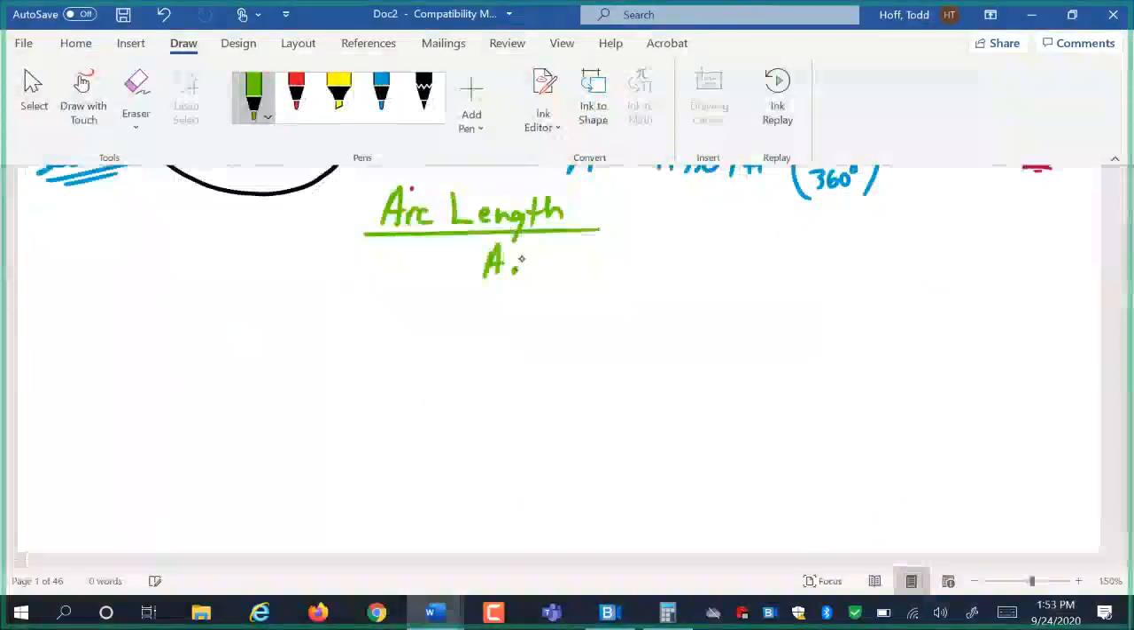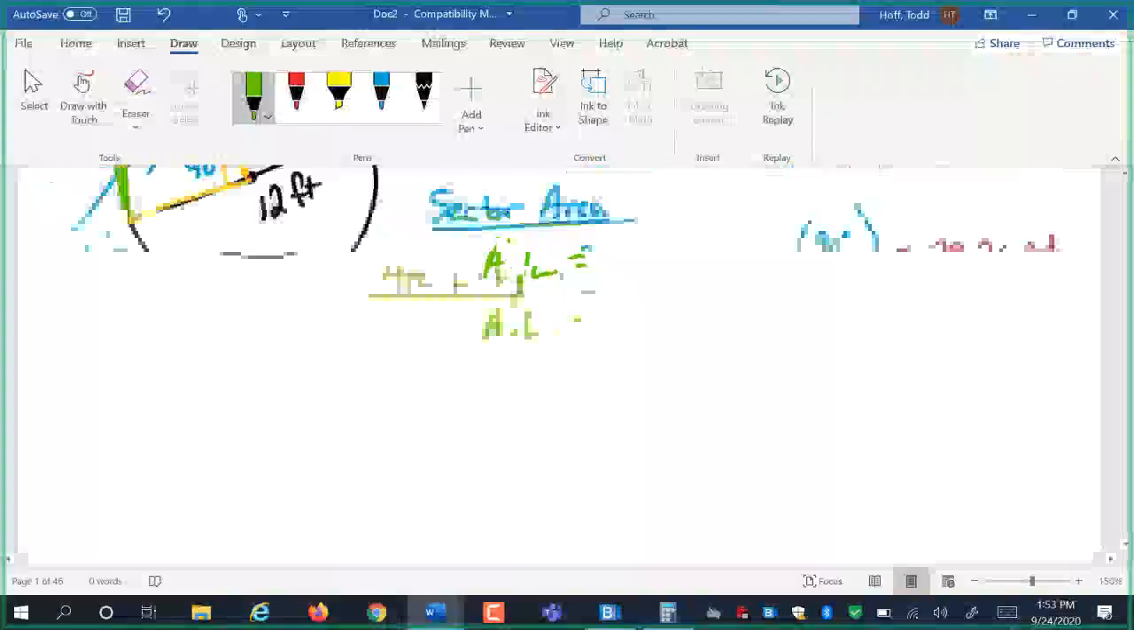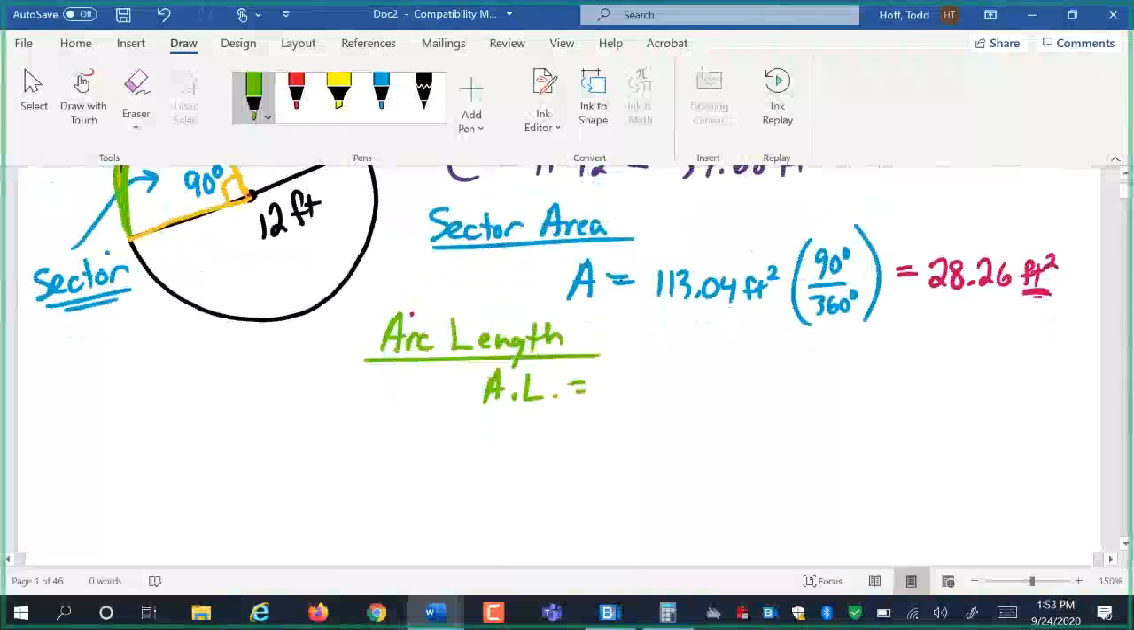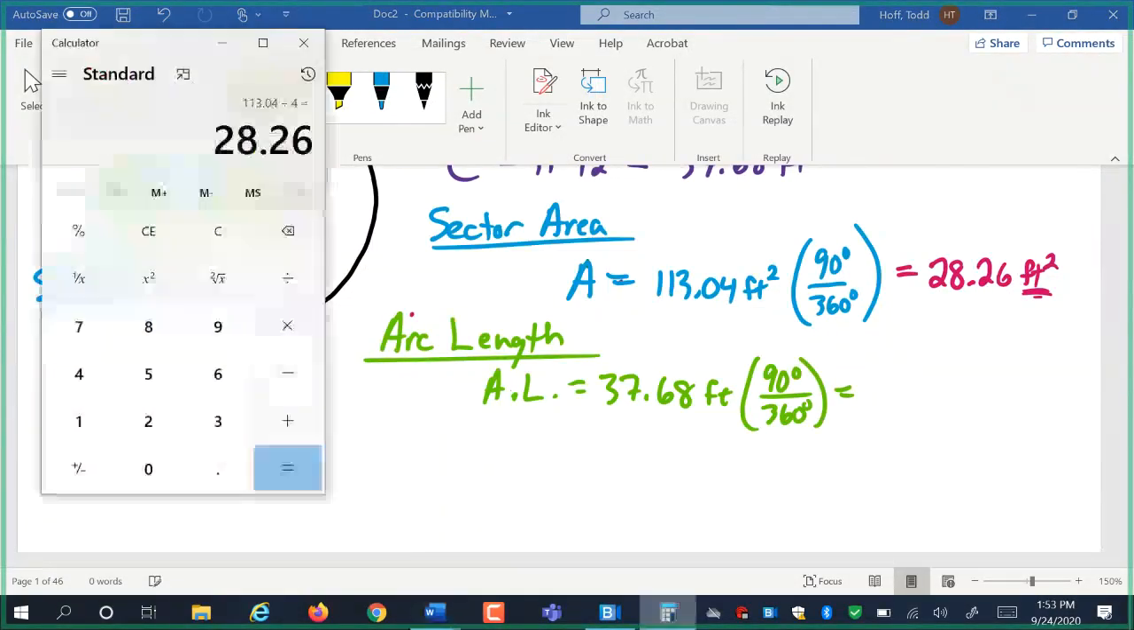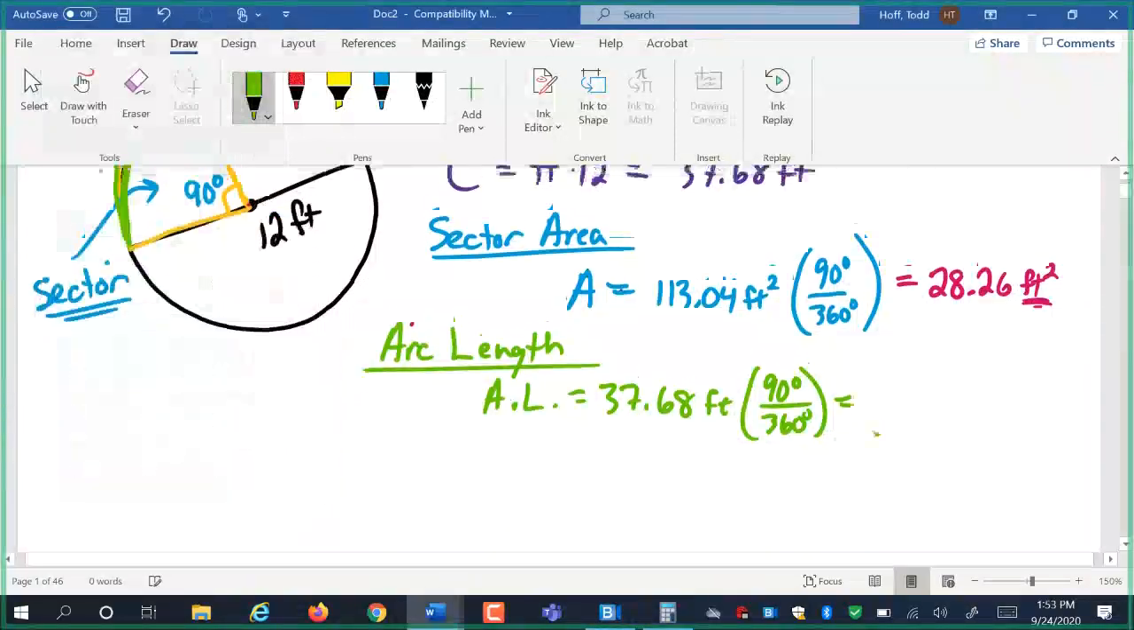Find the arc length, the length of that arc. We'll take the circumference of the whole circle, which was the 37.68 feet, times, again, that's a 90-degree angle to the center there. We're taking 90 degrees out of the 360 degrees for the whole circle. So 37.68 times 90 divided by 360, that is 9.42 feet.